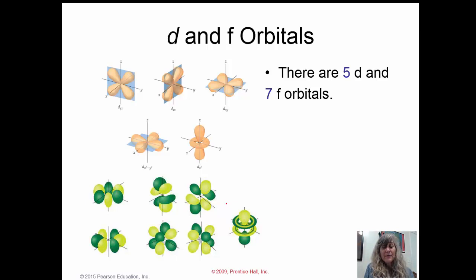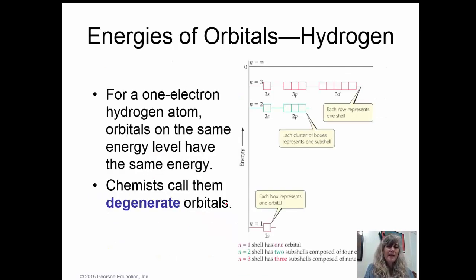Here are your other orbitals. There are 5 d and 7 f orbitals. But you guys knew that, right? Those crazy shapes. They're the strangest looking paths of an electron. This is where the electrons are probably located and the energy that they have.